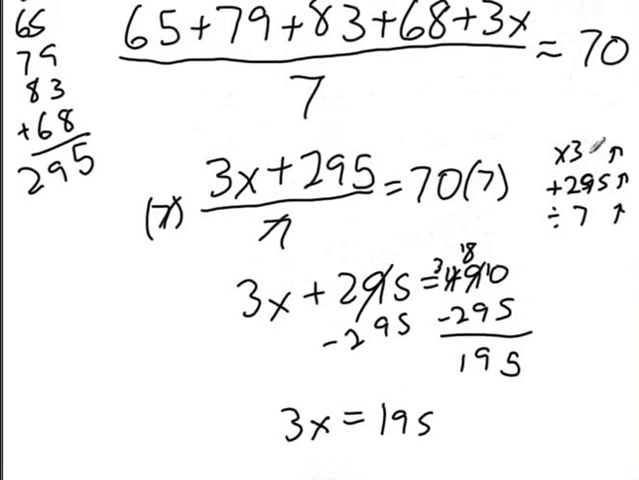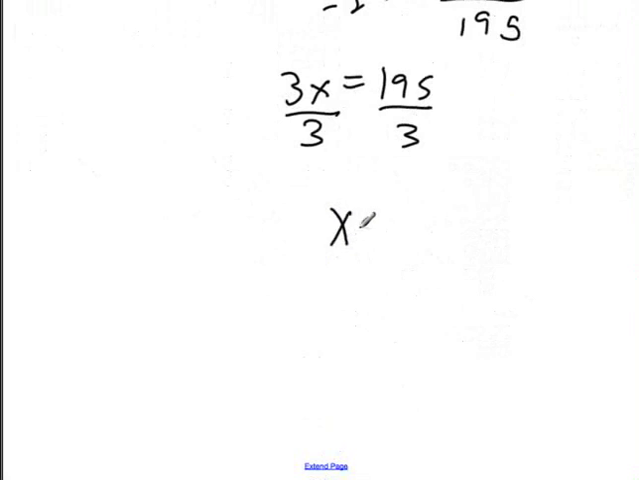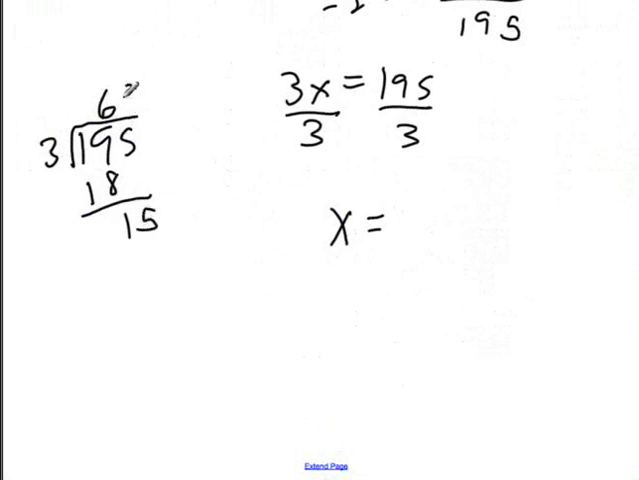Now the last thing we need to do is divide by 3. Since we're multiplying by 3 and we're going backwards, we now need to divide by 3. So we divide by 3 on both sides. And since we don't have a calculator, we have to do it the long way. So 195 divided by 3. 3 goes into 19 6 times. 6 times 3, we get a remainder of 1. Bring down the 5. 3 goes into 15 5 times, and that goes in exactly. So we get 65.